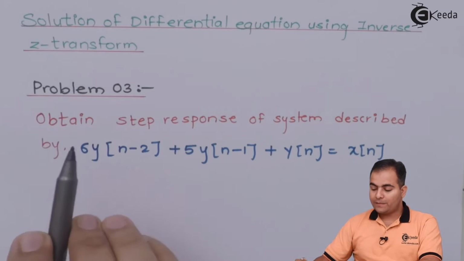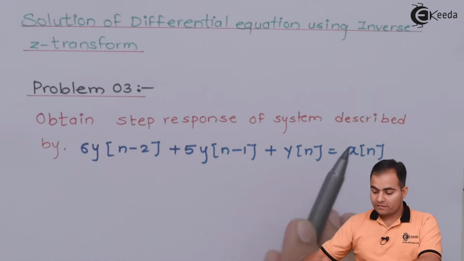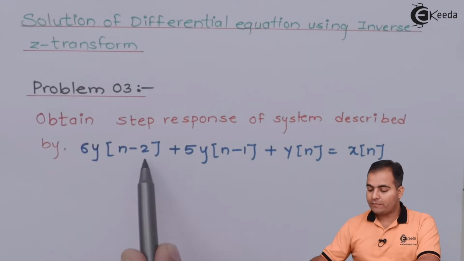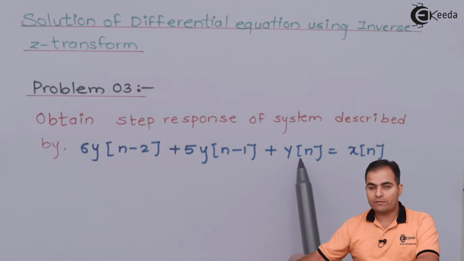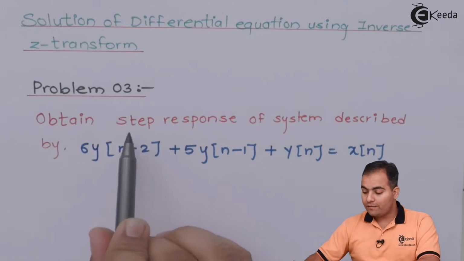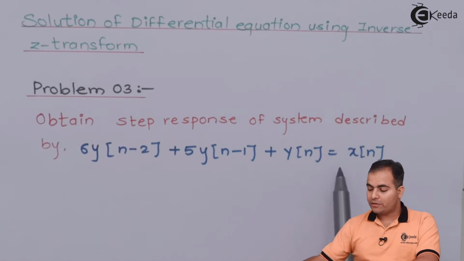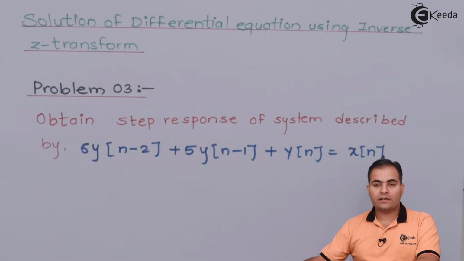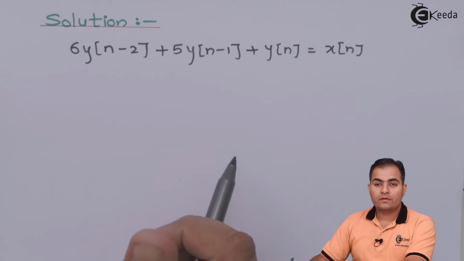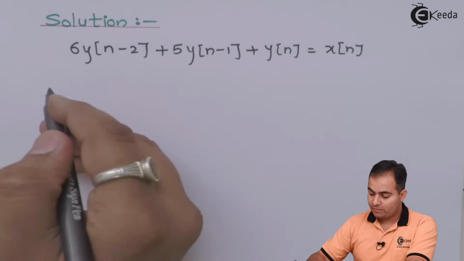Problem number 3. Obtain the step response of the system described by this differential equation: 6y(n-2) + 5y(n-1) + y(n) = x(n). But what do we want? Step response. So step response means what? We are going to substitute x(n) as u(n) first. Now what we want is a step response.